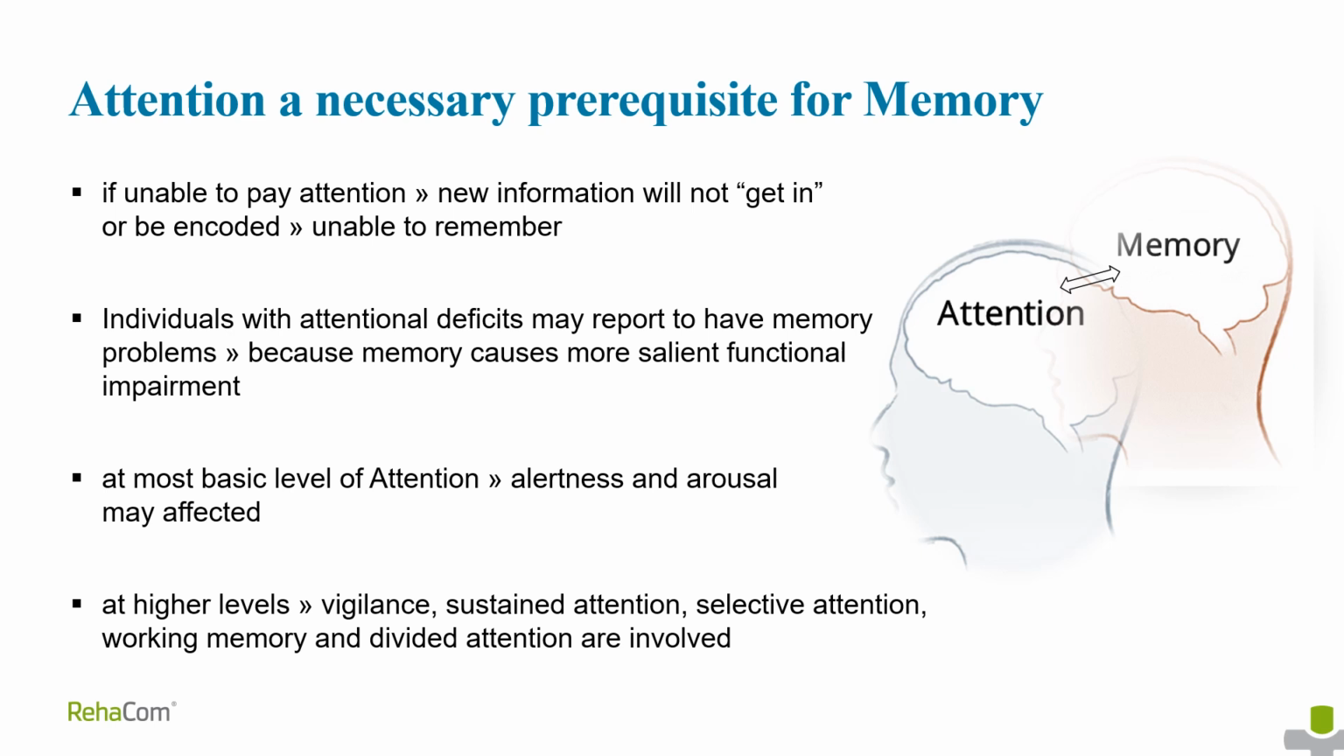All attention subdomains are involved, from simple alertness up to higher level attention processes such as sustained attention, selective attention, working memory, and divided attention. Knowing about this interaction enables a better classification of patients' self-report. Patients may report memory problems with priority. In many cases, they are less aware of their attention impairments because the experience of not remembering things may cause more salient functional impairment. So in many cases, specific attention trainings have to be done first.